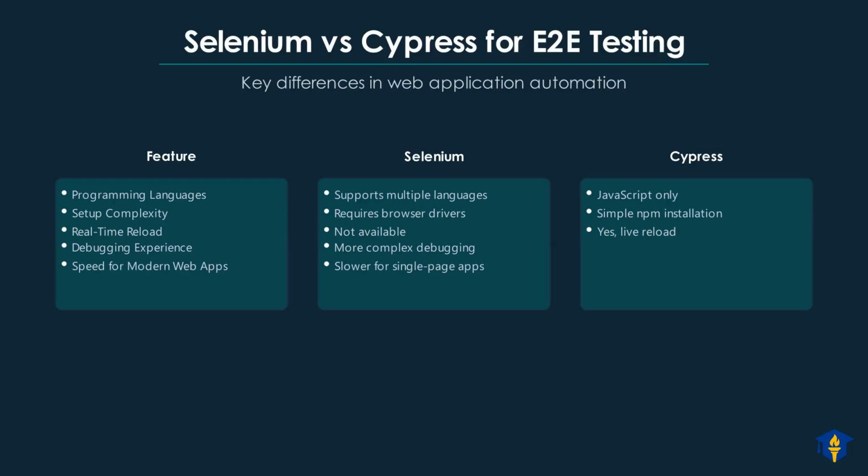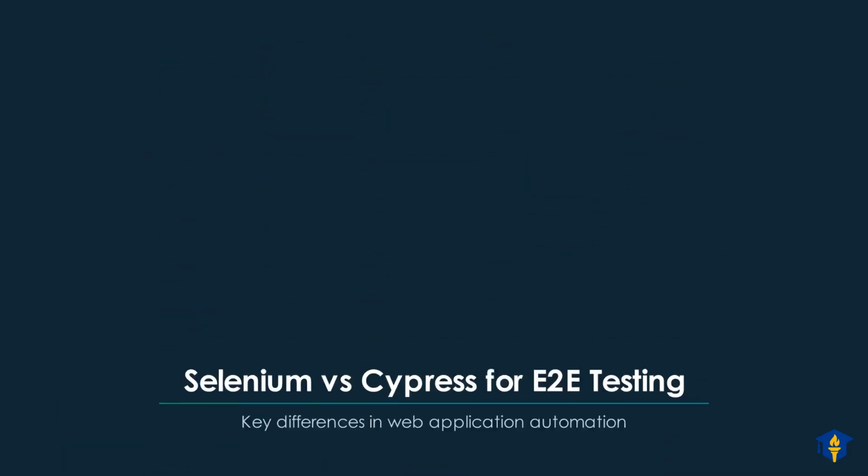A major advantage of Cypress is its built-in live reload feature, which enhances the developer experience during testing. Cypress offers an integrated and detailed debugging experience, complete with clear logs and snapshots directly in the browser. For modern web applications, Cypress generally provides faster test execution due to its architecture and direct browser interaction.